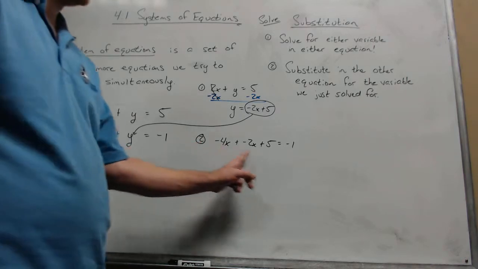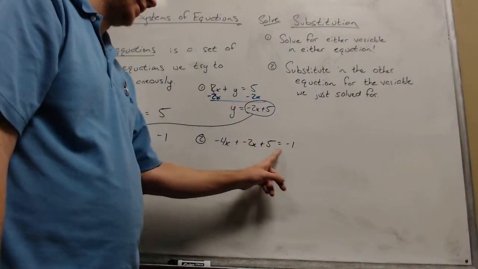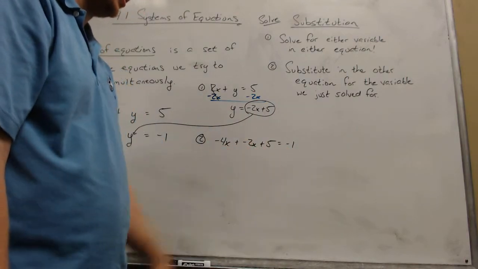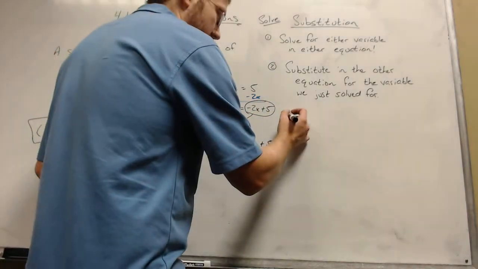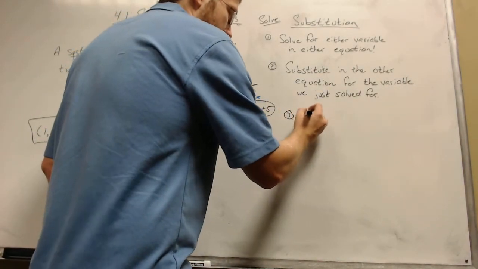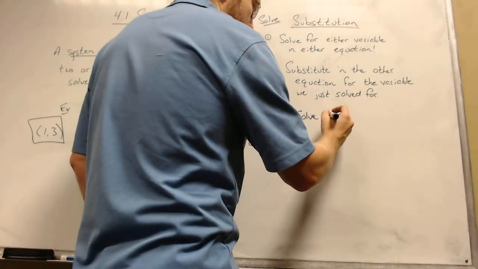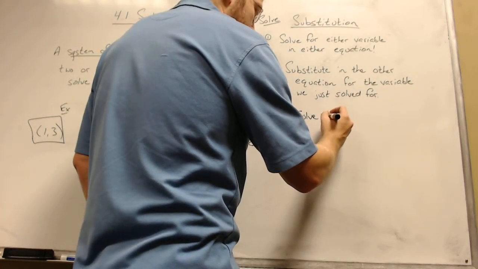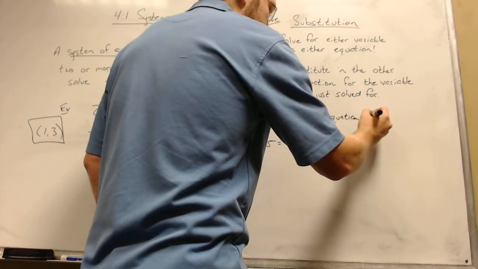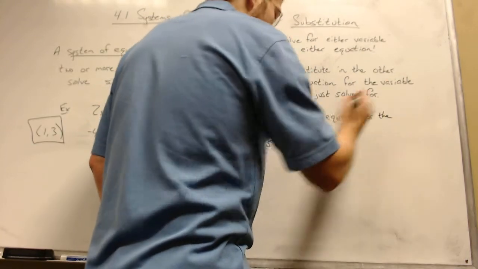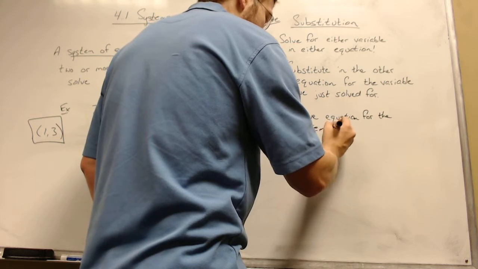Now we have an equation that only has x's and constants in it, so this looks like an equation that we could readily solve for x. Okay, so step 3: we solve the equation for the remaining variable.